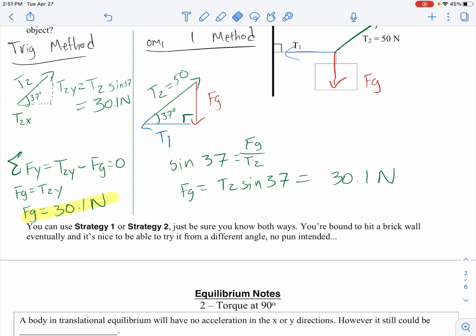You know what? I totally mixed this up. This was trig. This was component. All right, two different ways to get the same answer. So you use whichever one's going to work better for you. Again, if it's not a right triangle, it's pretty much going to be easier to use the component method. If it is a right triangle, the trig method tends to be the simplest. That is the end of lesson 1.